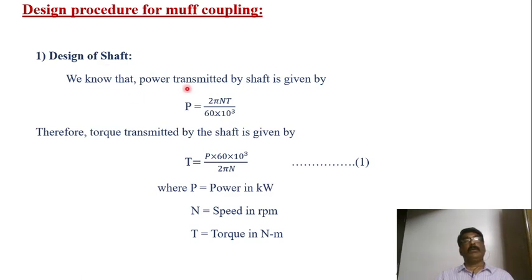We know that the power transmitted by the shaft is given by P equals 2 pi nT divided by 60 into 10 to the power 3 kilowatts, and therefore the torque transmitted by the shaft is given by T equals P into 60 into 10 to the power 3 divided by 2 pi n. By cross multiplication, we will get the torque transmitted by the shaft. In this equation, power should be in kilowatt, and n is the speed in rpm, and the torque you are going to get in Newton meter.